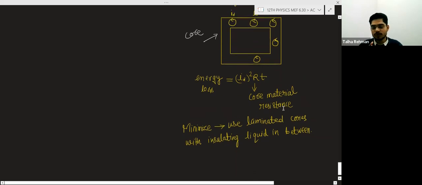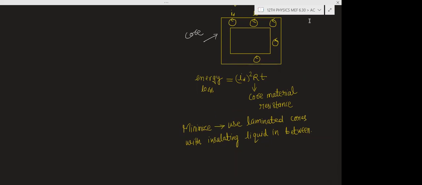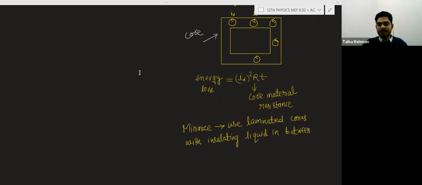Laminated cores means, suppose this is one core and another core and another core, like the pages of your copy, you will use the laminated cores. For that, what will happen? The eddy current will reduce so that the energy loss will be reduced.